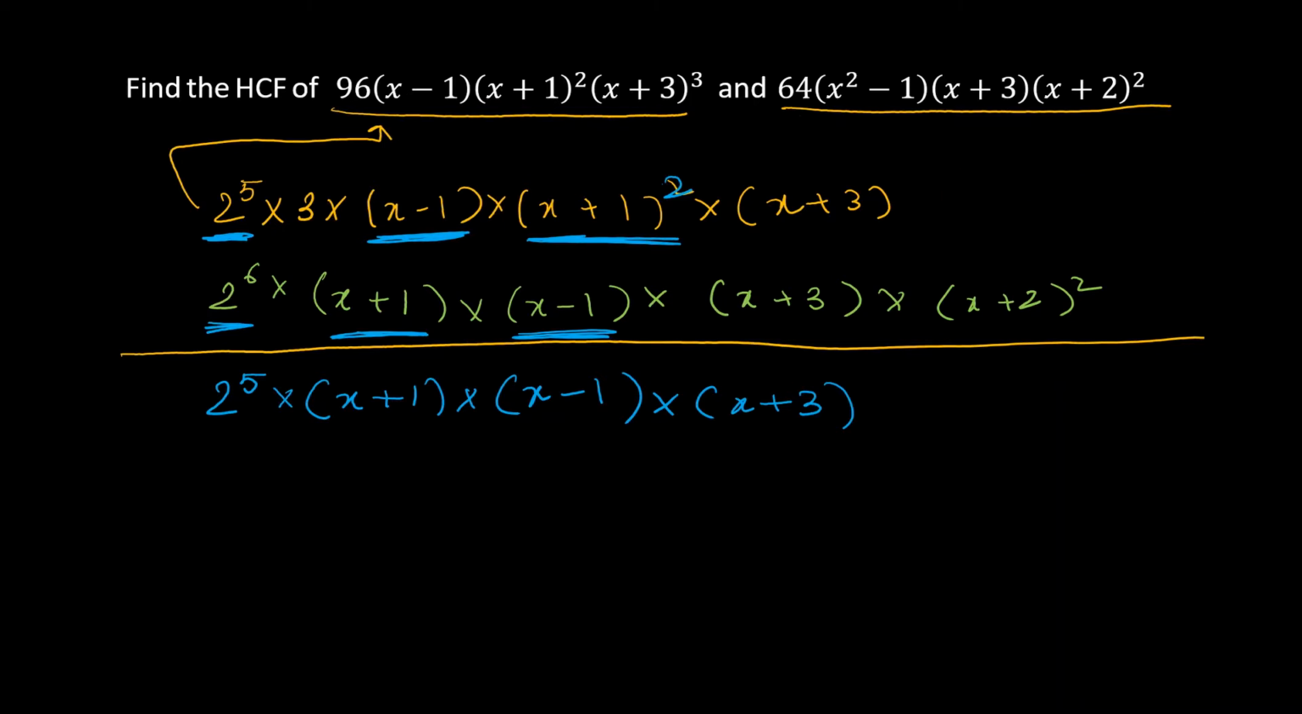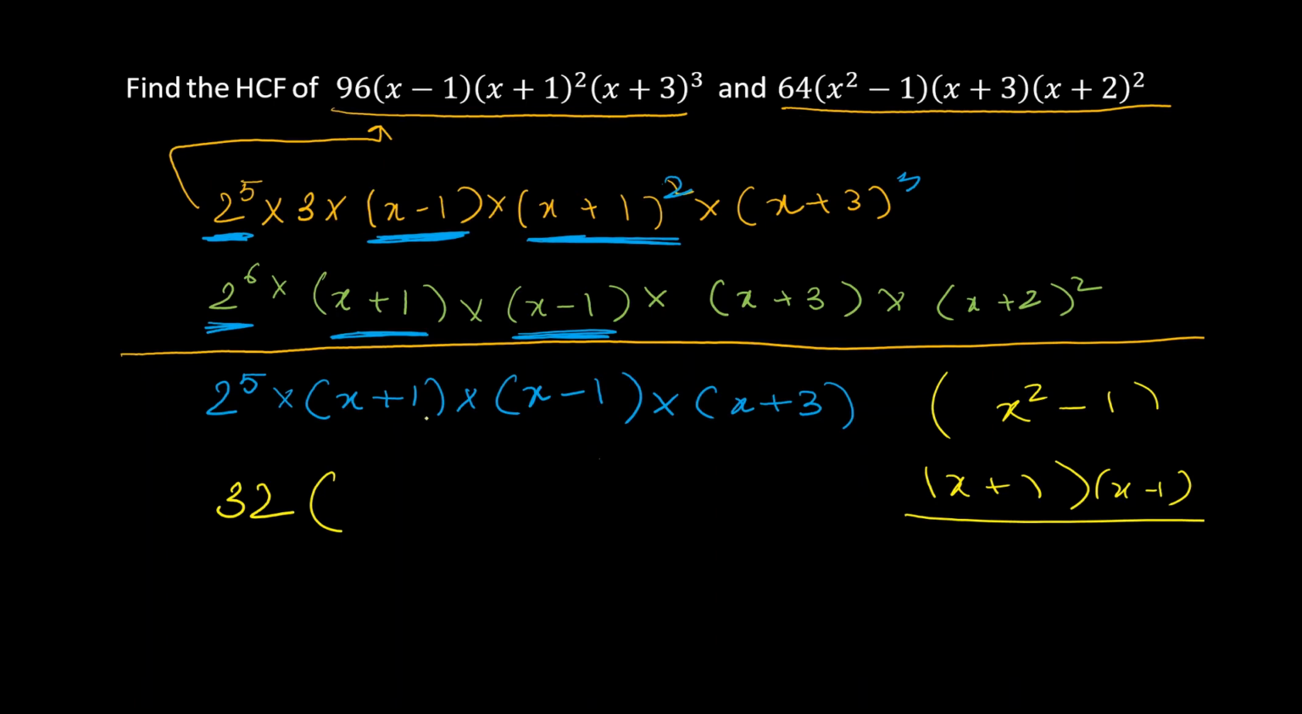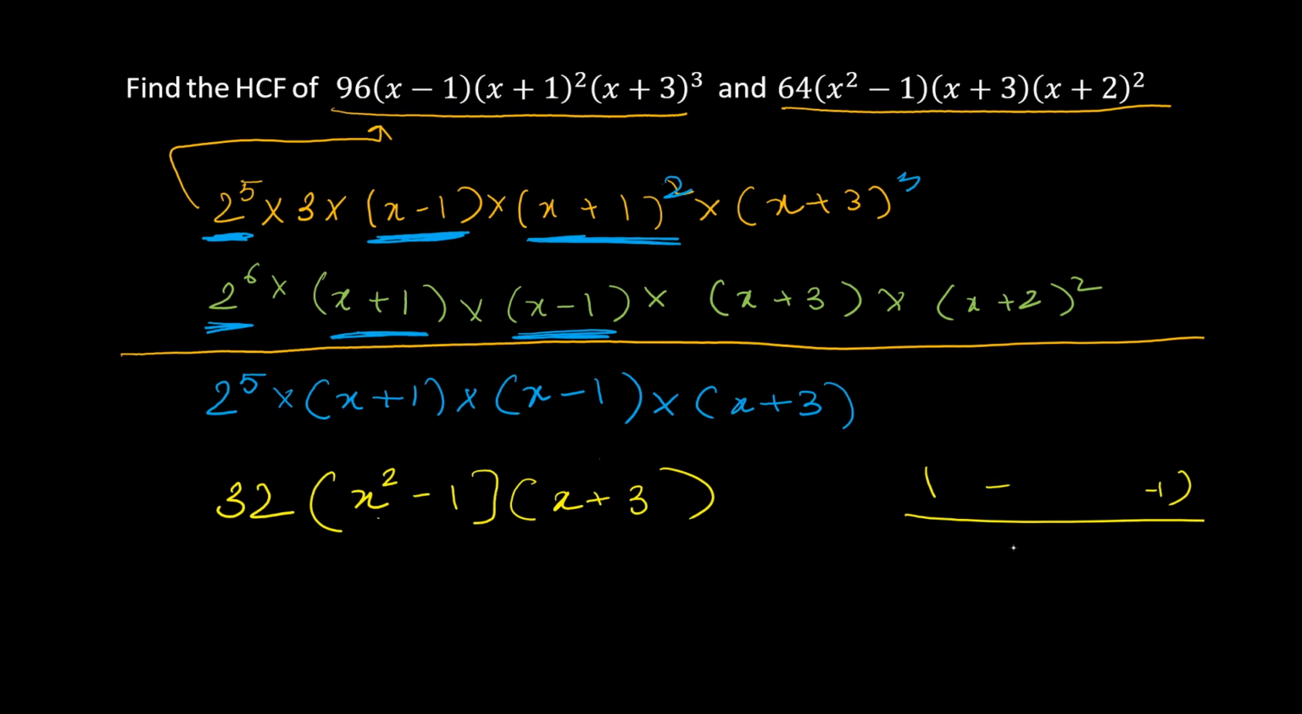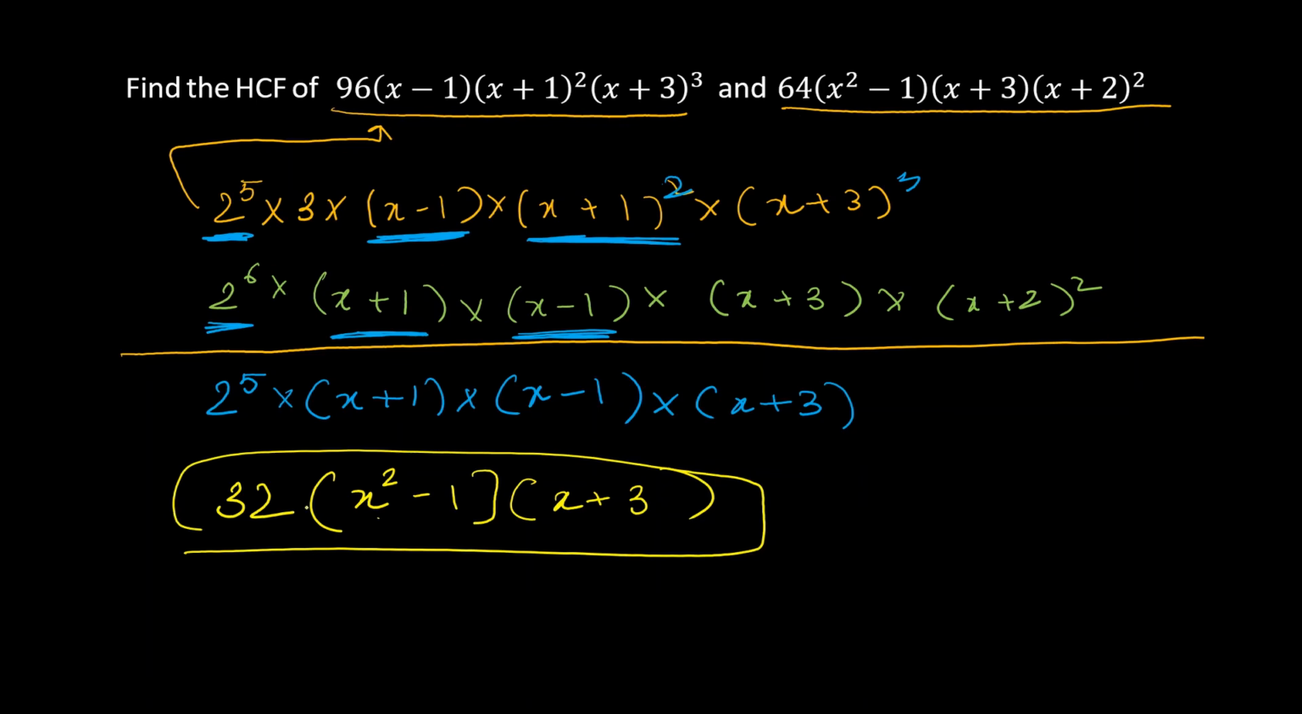Now we have to simplify this because it's usually not preferred to leave it this way. So now this 2 power 5 is 32, and x plus 1 into x minus 1, I'll write it with a different color. 2 power 5 is 32, and x plus 1 into x minus 1 is x squared minus 1, as I just showed you, right, that x square minus 1 is the same as x plus 1 into x minus 1. So that's what I did here. Now I'm going to take this, that's x squared minus 1, and I'm going to write into x plus 3. So this is going to be the HCF of these two polynomials.